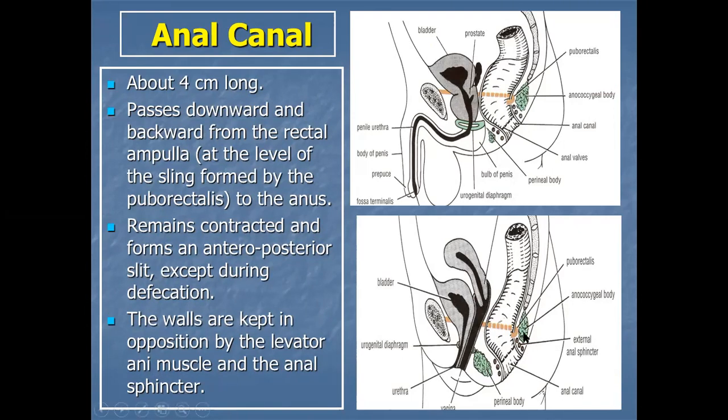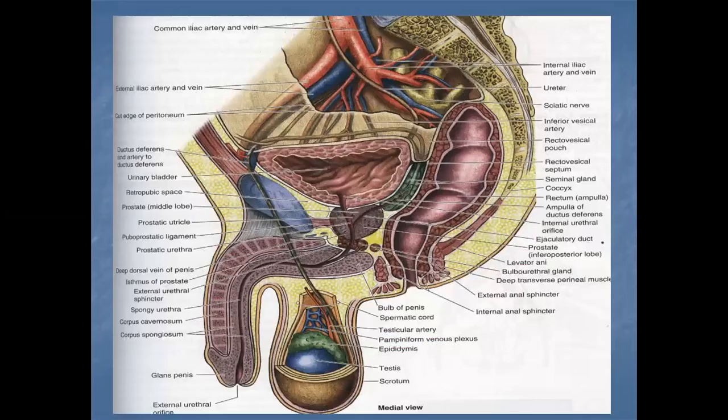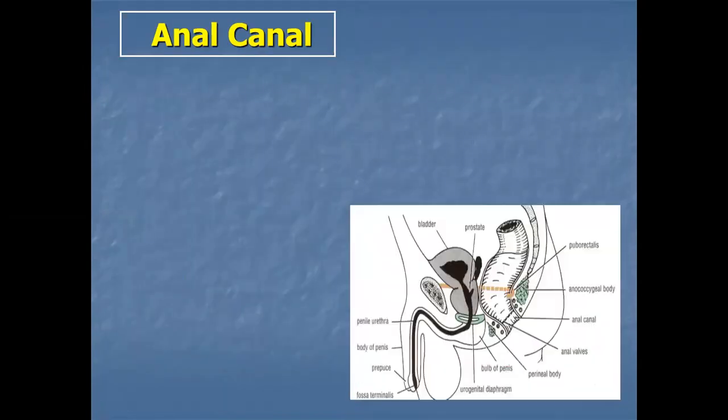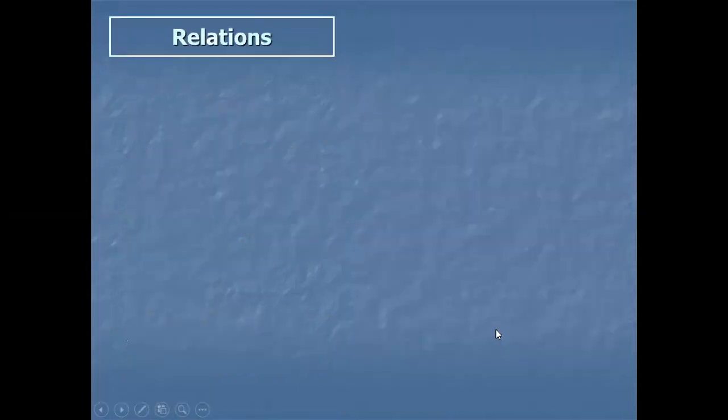There are also muscles called the levator ani muscle, which I showed you in the previous picture. So here is the levator ani muscle, and then we have the puborectalis here. The levator ani muscle as well as the anal sphincters will always keep the wall closed.